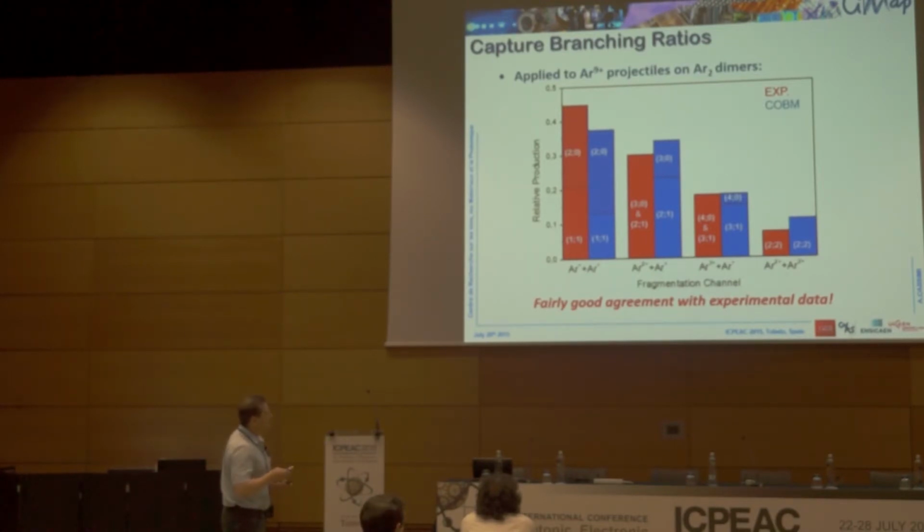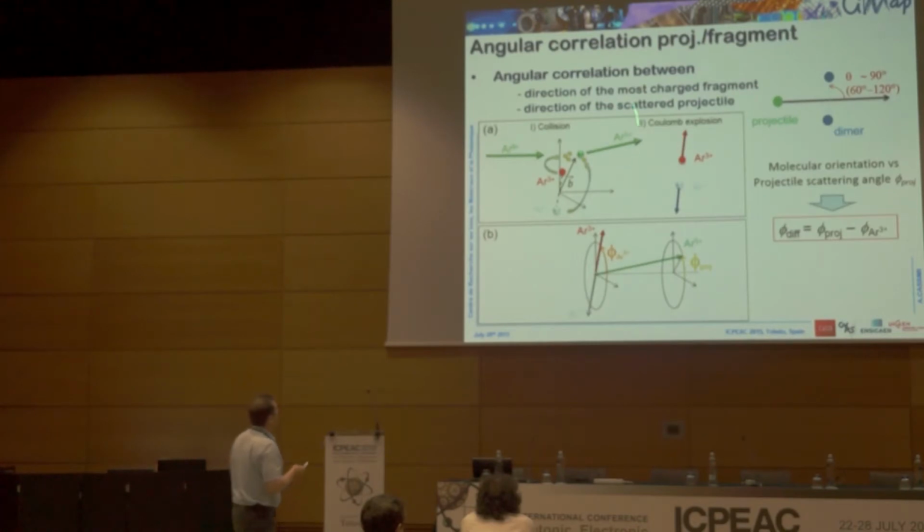But can we test it better? So we tried to see if we could get something from the angle. Our idea was very simple. If you have the dimer like this, and the projectile is scattered on the right, that would mean that it has been closer to this center compared to the other one. And if the projectile is scattered in the other direction, that would be the opposite. That's the idea we had in our mind.